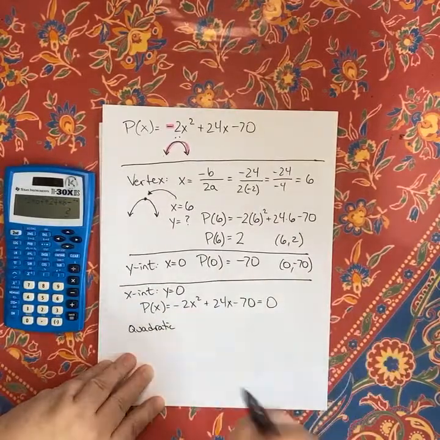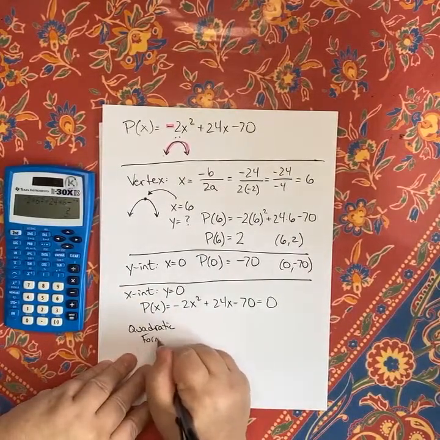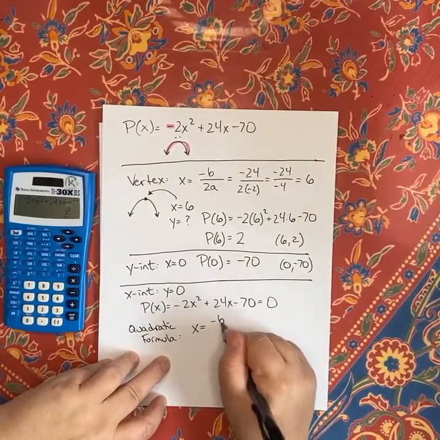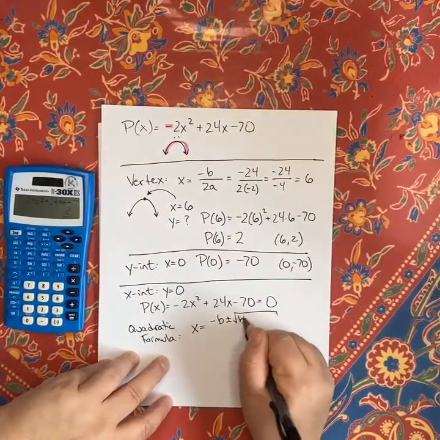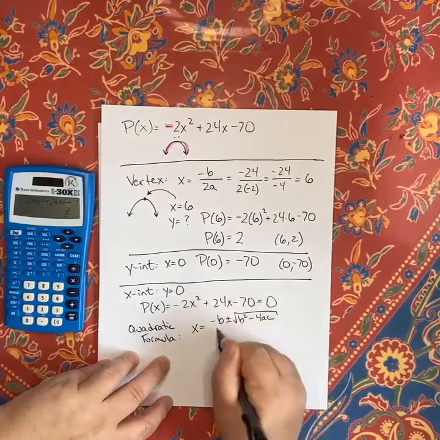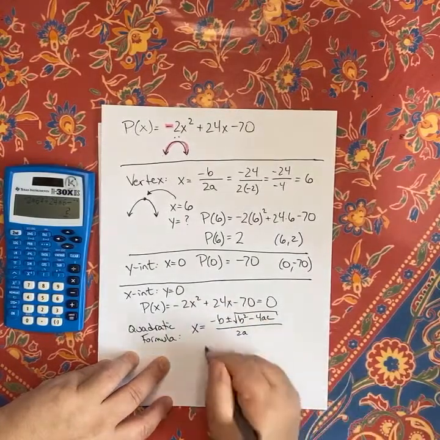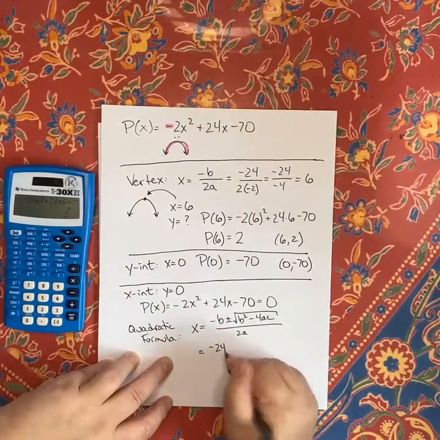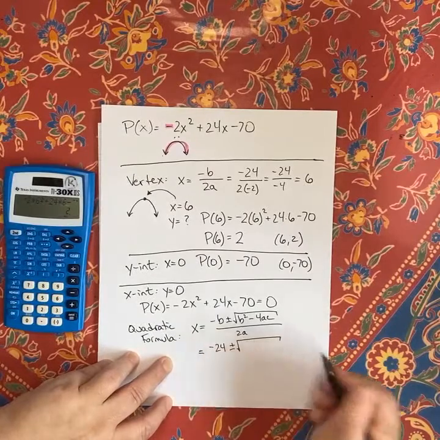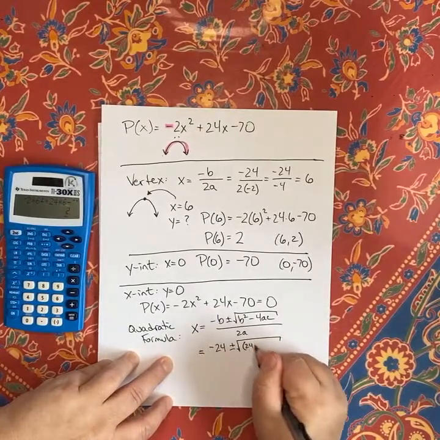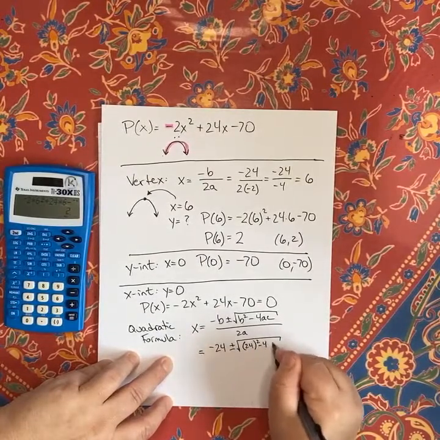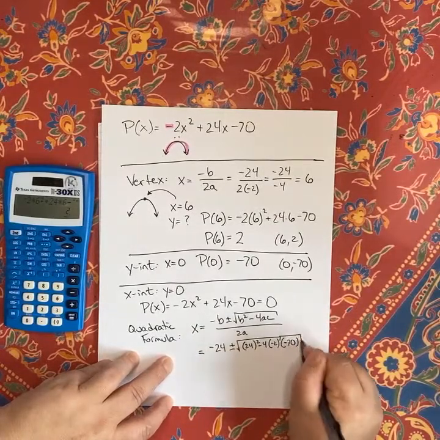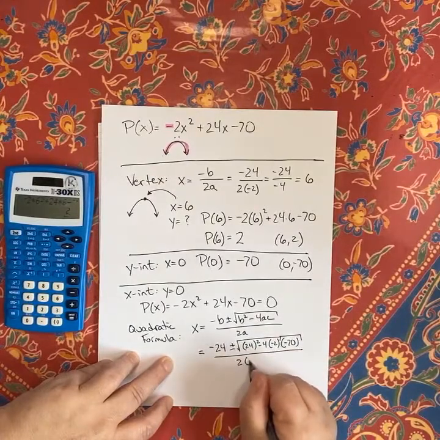You're welcome to factor if you know how, but the quadratic formula will always work. This one: the opposite of b, plus or minus the radical of b squared minus 4ac, all over 2a. Okay, so let's see. That's the opposite of 24 plus or minus the radical of 24 squared minus 4, oh, I didn't leave myself enough room, times negative 2 times negative 70, all over 2 times negative 2.